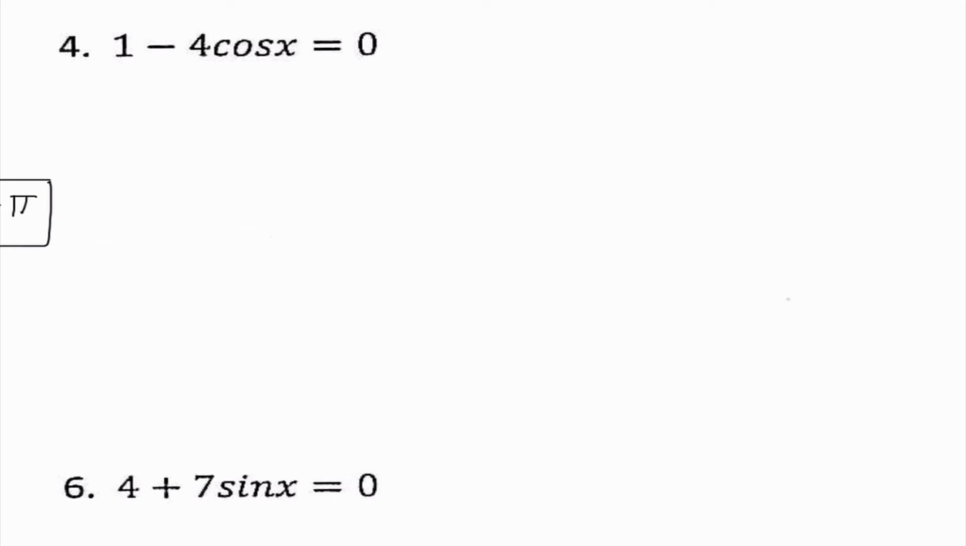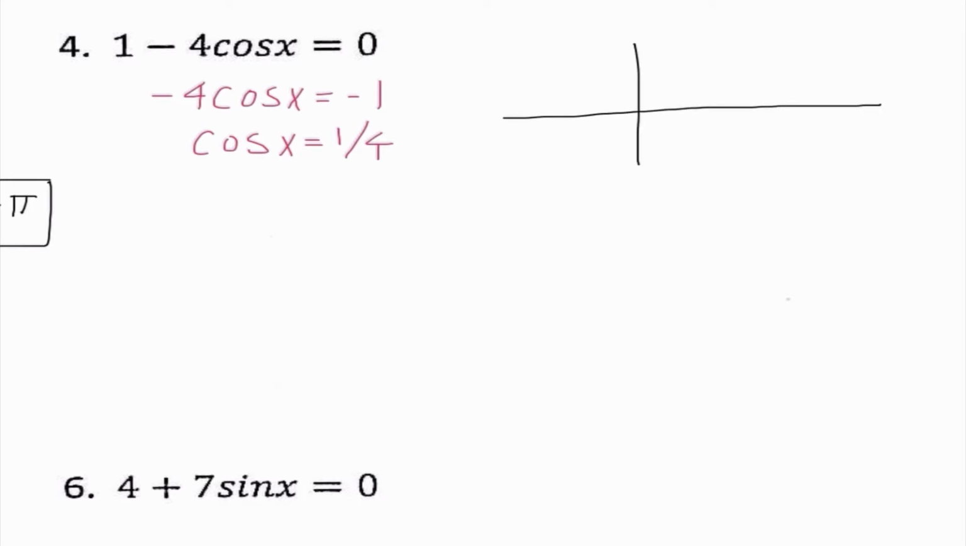Okay, so number 4. Once again, I'm beginning by isolating my trig function. So I get cosine is 1/4. Now, at this point, we've kind of seen what they visually look like. I'm going to draw them out each time just so we can kind of see. But keep in mind, we could definitely do this without drawing it out if we know what our pattern looks like.